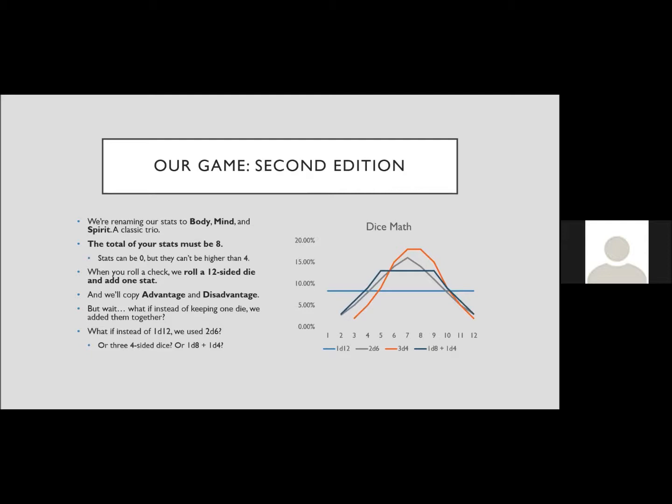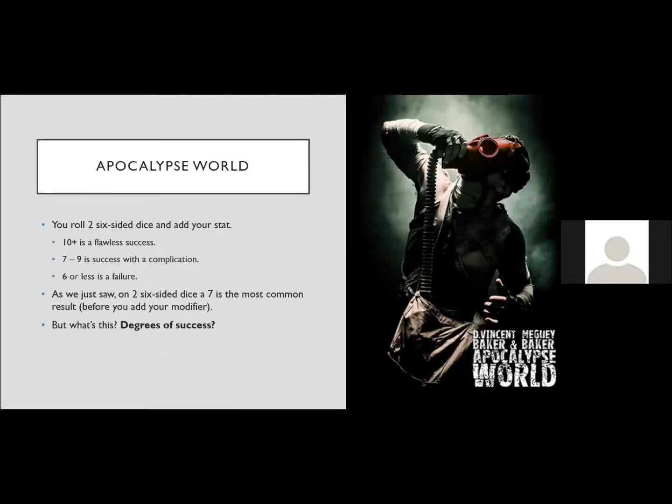But introducing multiple dice into our game brings us to another example, Apocalypse World. So Apocalypse World is an example of a system that decided to use 2 dice instead of just 1 and total the results. Apocalypse World also did an interesting thing. They said, okay, if you roll a 10 or higher, it's a flawless success. If you roll a 7 to 9, you succeed with a complication. 6 or less is a failure.